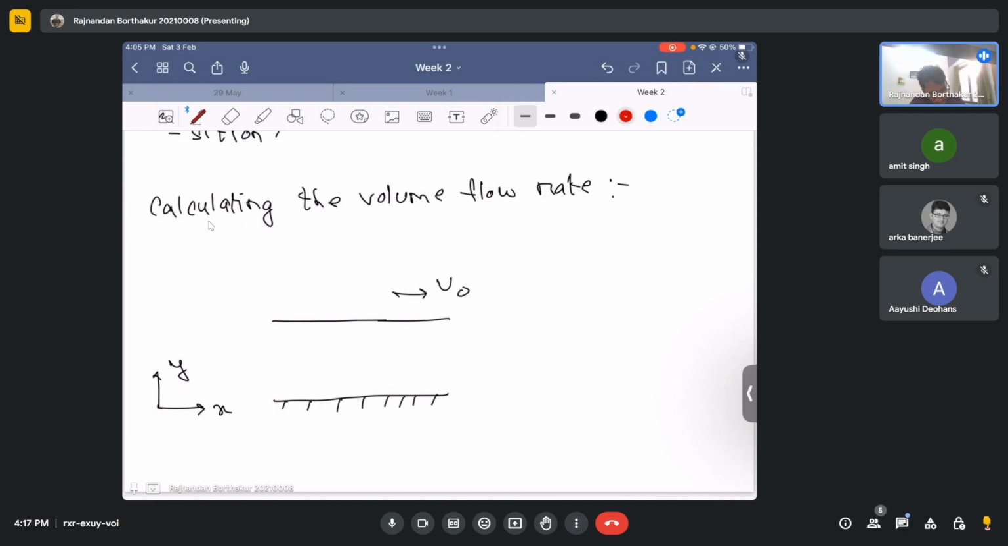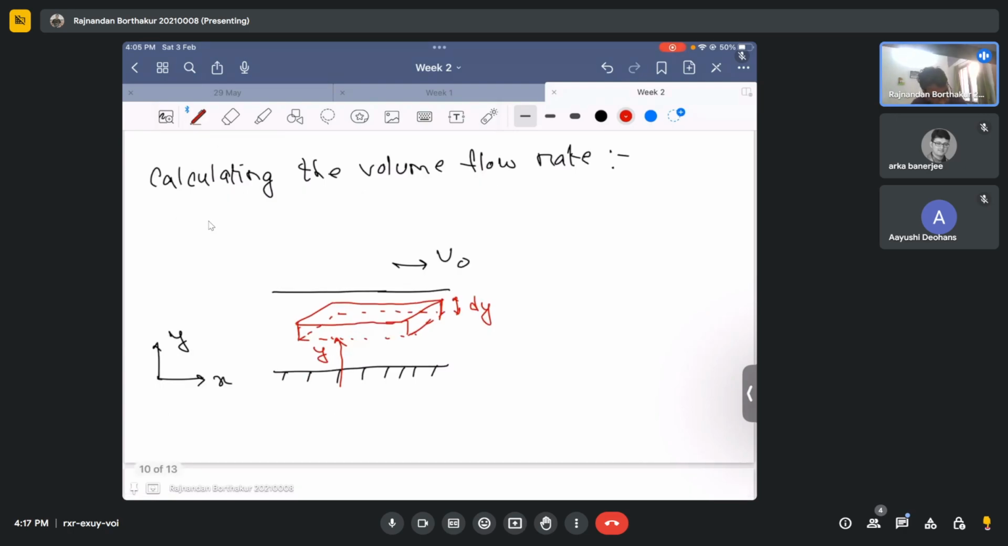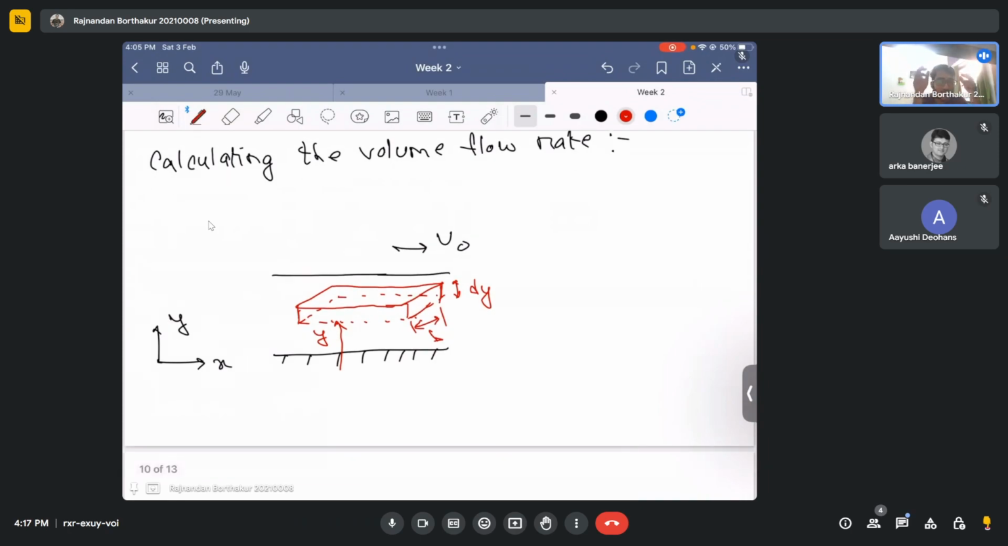So what we will do is, we'll take a fluid element of thickness dy, which will basically look something like this. The thickness of this fluid element is of course dy, and the width, as I have said, is b. So what we will try to look at is, through this elemental area b dy, the amount of fluid that will basically pass through it, and then integrate it over the entire cross section to get the entire volume flow rate.